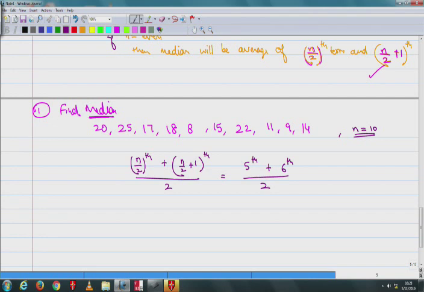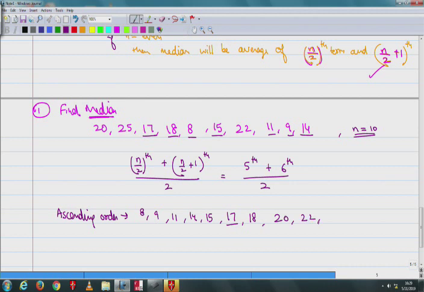So the average of the 5th term and the 6th term, but first of all, we have to arrange the data in ascending order. You can arrange in descending order also. So let us say arranging in ascending order. If you arrange the data in ascending order, the lowest value is 8, then we have 9, 11, then 14, 15, 17, 20, 22, 25. So I have arranged the data in ascending order.